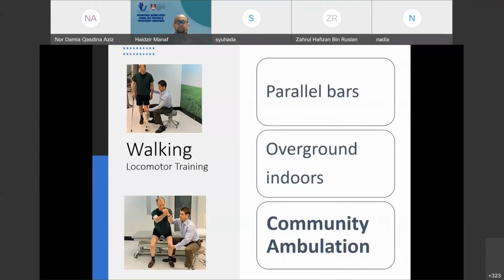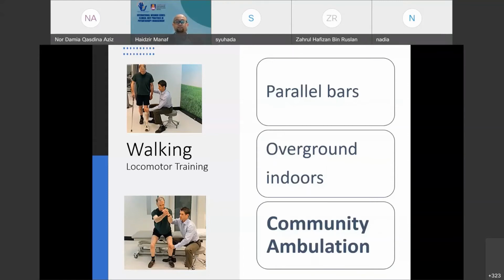You can start the activity, all the activity, or what we call locomotor training, at the pedal bar in the beginning. Later, you can progress to overground training in the gym with a controlled environment, and the environment is safe for the patients. In the later stage, during the late rehabilitation phase, or maybe you can start with the chronic rehabilitation stage, how the patient can improve their gait performance in the community setup.